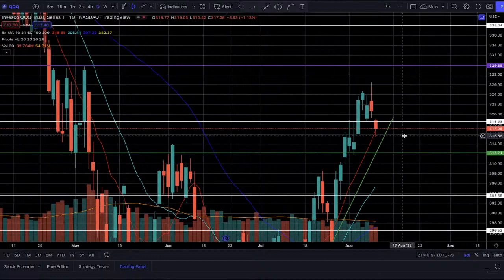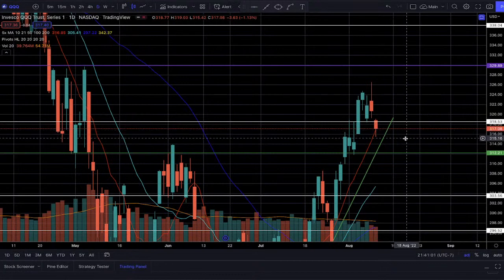All right, so for QQQ, watch out for that break below the 10 SMA and then a possible retest around 314.50 or around 314. All right.